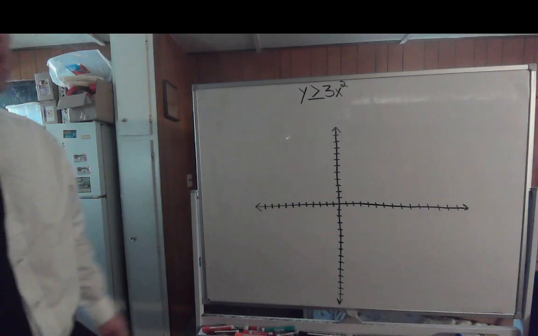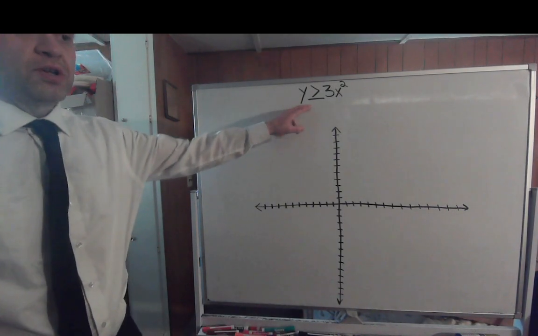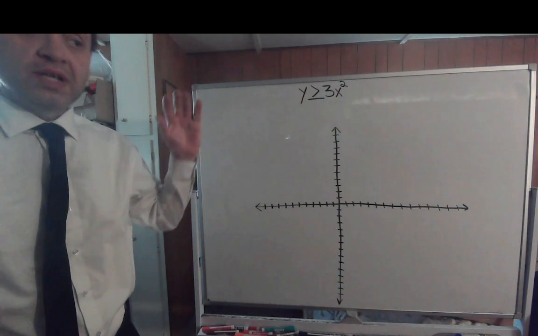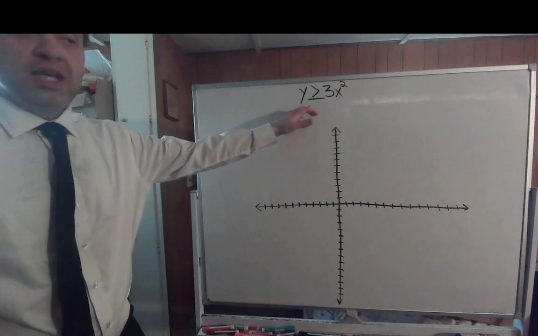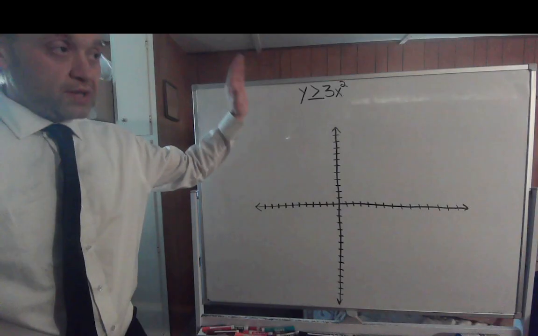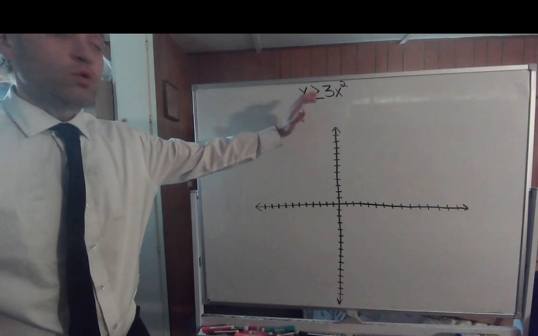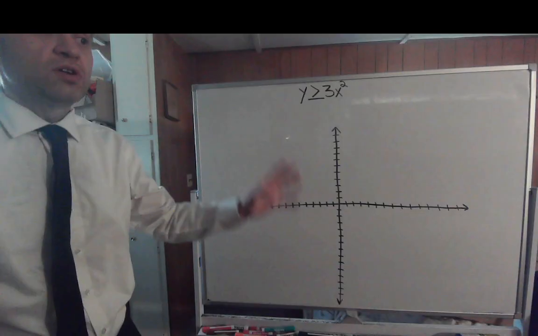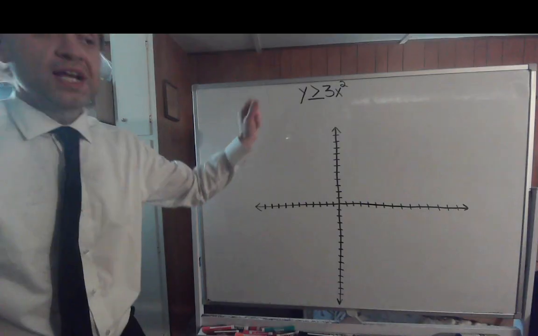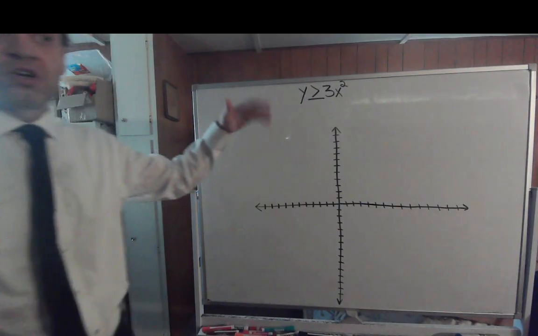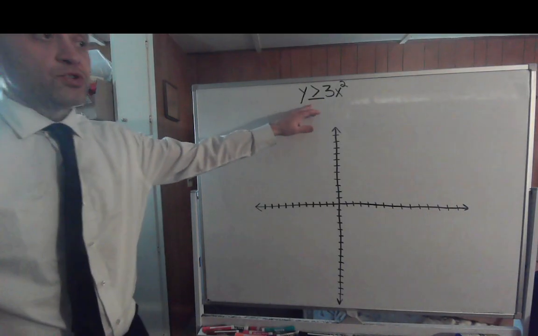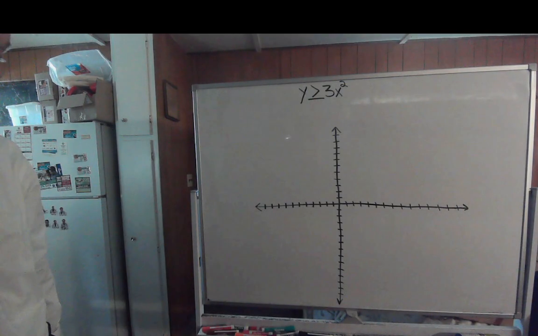So if you have the equal to part, that means you draw a solid curve. Just like with linear inequalities, if you had the equal component, it's a solid line. Well, with the equal to part in the quadratic inequalities, it's a solid line. If it were just greater than with no equal to part, you would draw a dotted curve, indicating that the curve's not part of the solution. But since it's greater than or equal to, the curve itself is part of the solution.